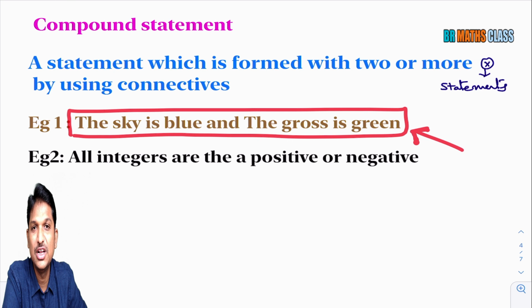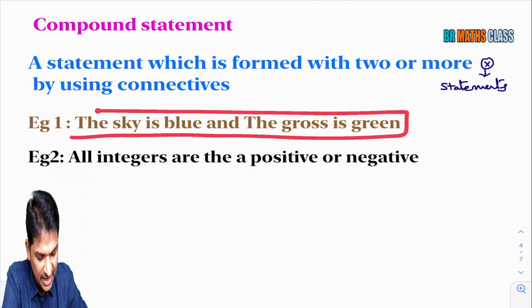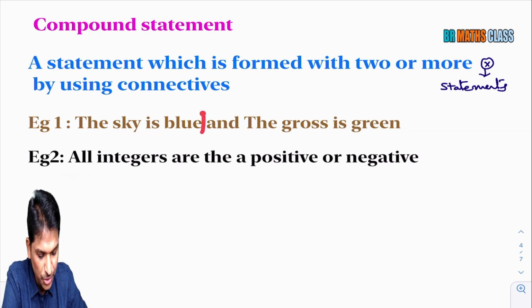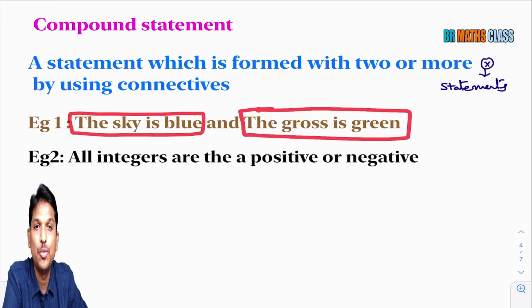And one more point you also need to know: the component statements, not compound statements, the component statements. In this compound statement, whatever simple statements I used are known as component statements. For example, in this, two component statements are there. The first one, the sky is blue, is one component statement. The grass is green is another component statement.